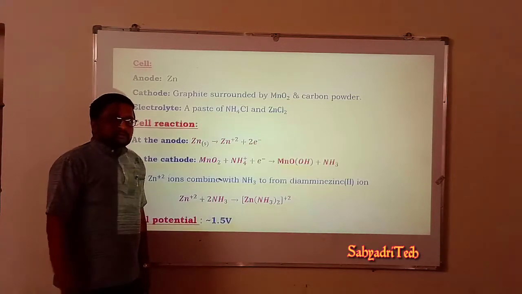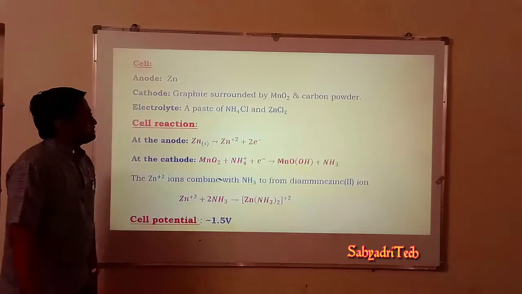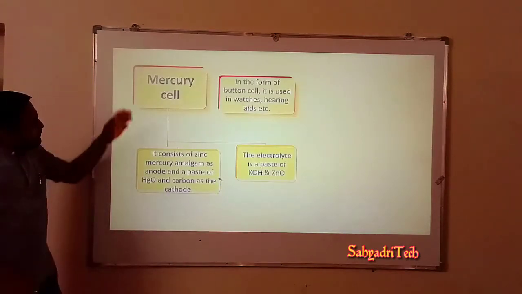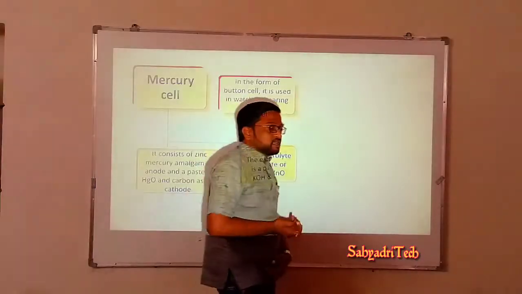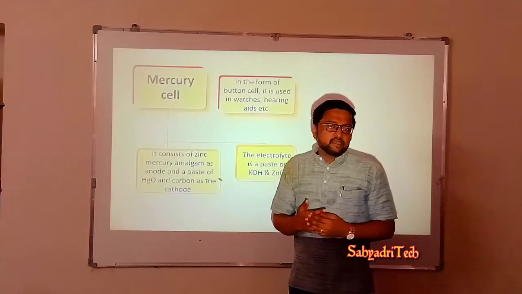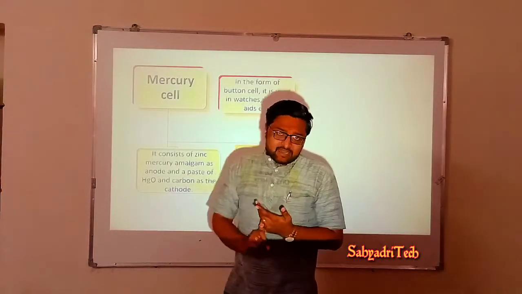Well, coming to the second example. So what is the second example? We said mercury cell. Okay. Well, what is a mercury cell here? Well, it is also a type of galvanic cell. Particularly, what type of cell is it? It is a primary cell, or you can say primary battery. It means it is also used once in its lifetime.